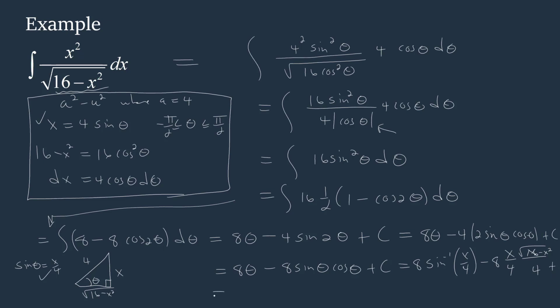So our final answer should be 8 times the inverse sine of x over 4 minus x times the square root of 16 minus x squared. In the denominator, I have 4 times 4. In the numerator, I have an 8. So I'm dividing by 2 and adding c. That's the answer to the problem. Notice it's quite involved, isn't it? There's quite a bit of trig involved in this process.